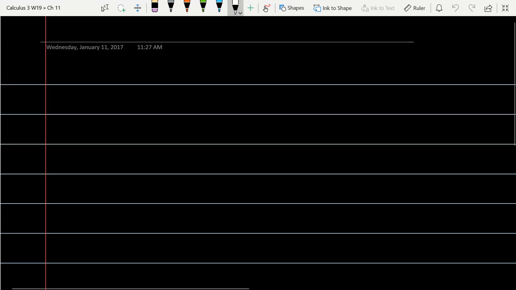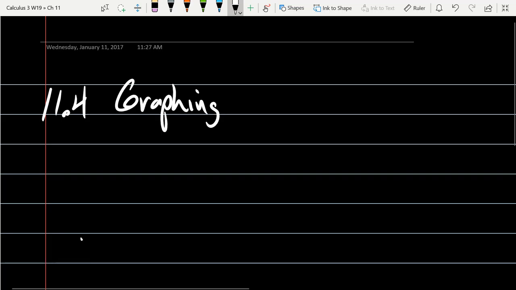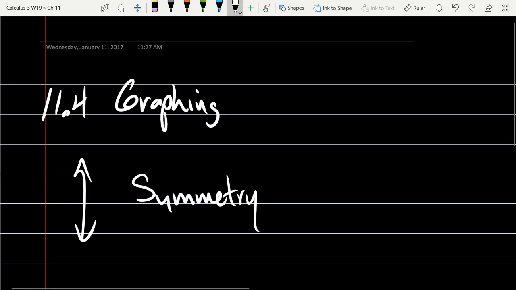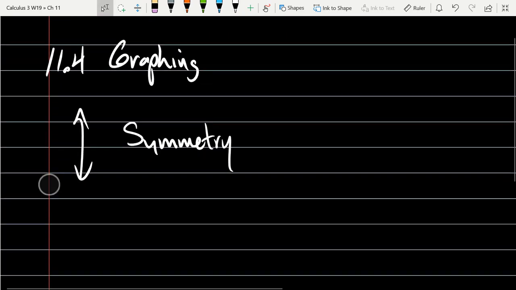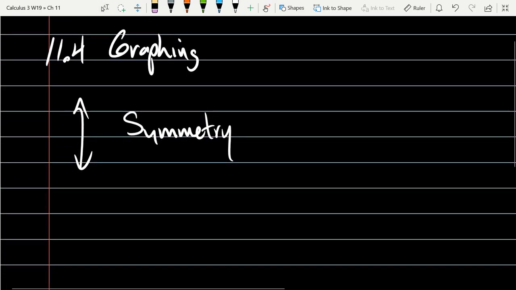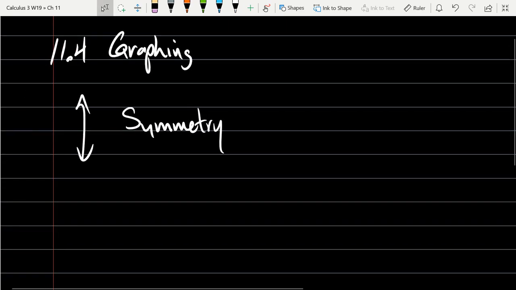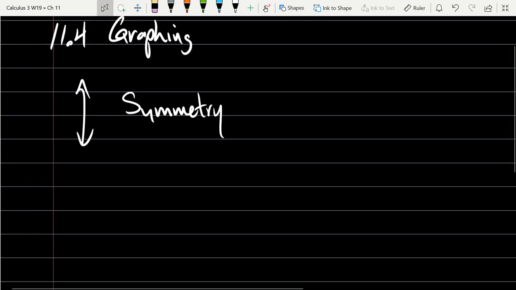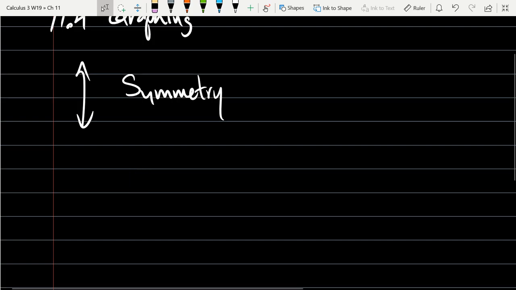All right, so we're gonna do graphing. That's 11.4. So in the notes, I'm going to rearrange right here and put in all the symmetry that we just wrote down. So I'm just gonna leave some space for it. And we'll get into slope. That's a good place to start.